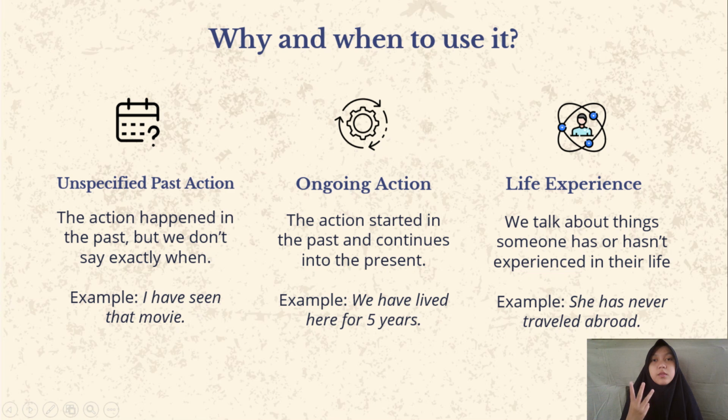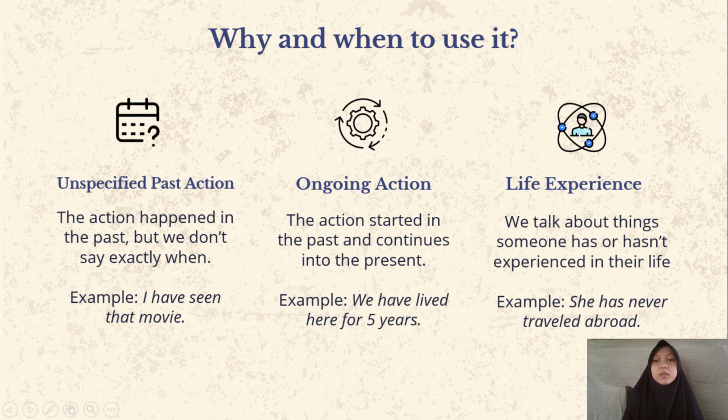So there are 3 different ways of when we are going to use it. The first one is for unspecified past action. The action happened in the past, but we don't say exactly when. For example, I have seen that movie. Here, the focus is on the fact that you've seen the movie, not when it happened.